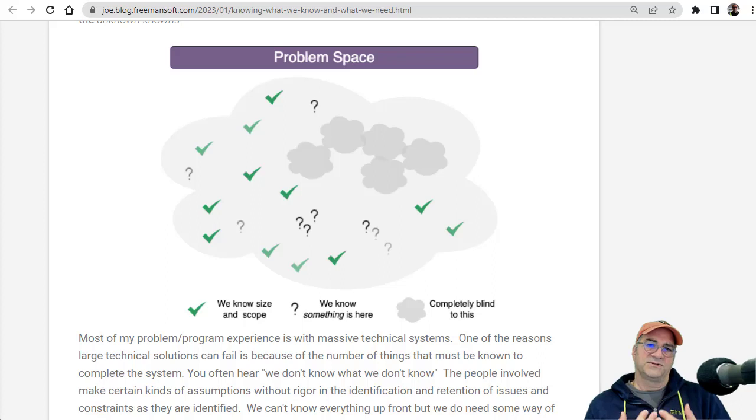So that's really the problem space. This problem space is made up of a variety of conditions, a variety of constraints, some of which we know the size and scope of, some of which we know exist, but we're not sure of the size and scope, and some we didn't have any idea existed, either because we were blinded by some kind of myopic behavior, we didn't want to know it, we hid from it, or we just didn't have any experience with it.